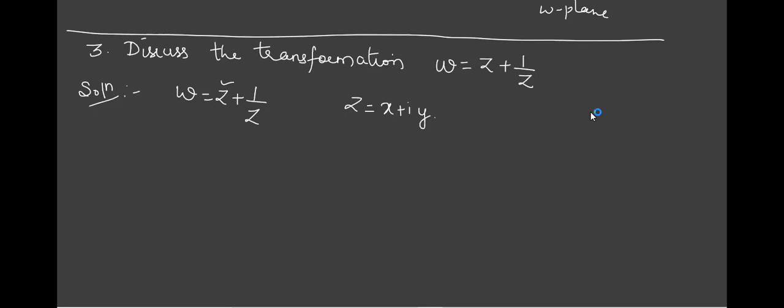Because ultimately I want U plus IV, correct? I want U plus IV. Is it easy to get U plus IV if I substitute here Z as X plus IY? It will be a complex number in the denominator. What has to be done then? Can I equate real and imaginary part easily if I have a complex number in the denominator? Now do answer, otherwise it is difficult.